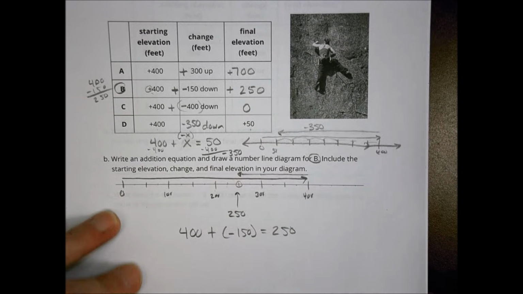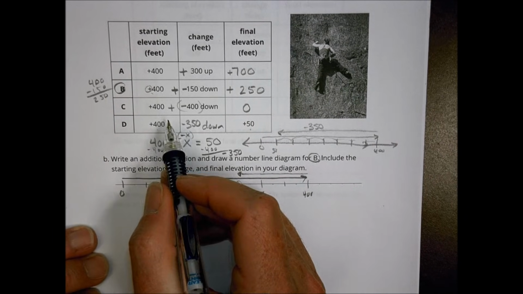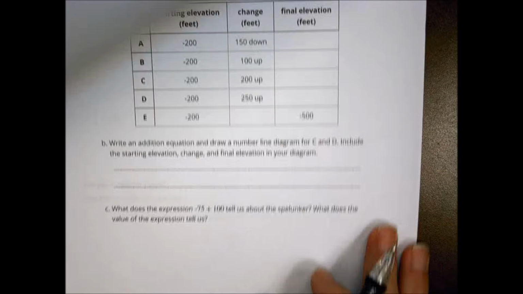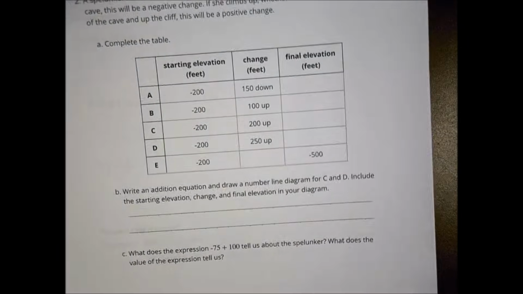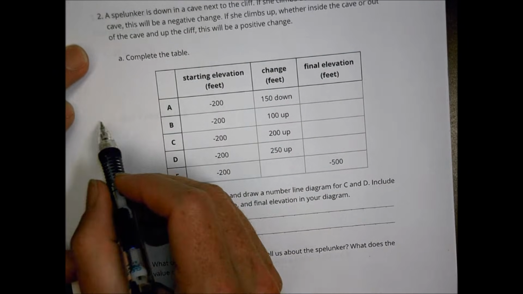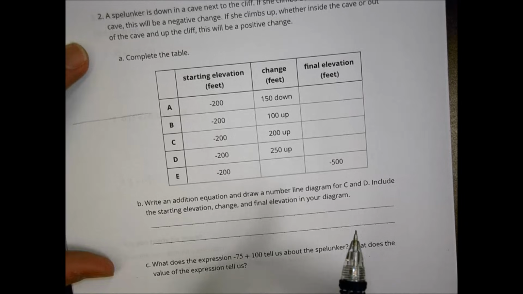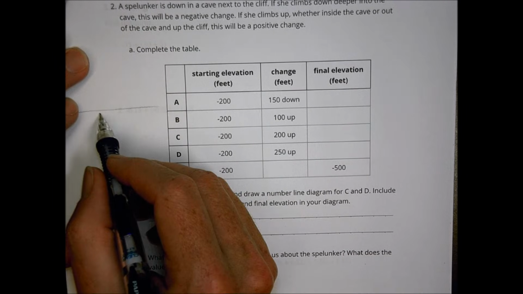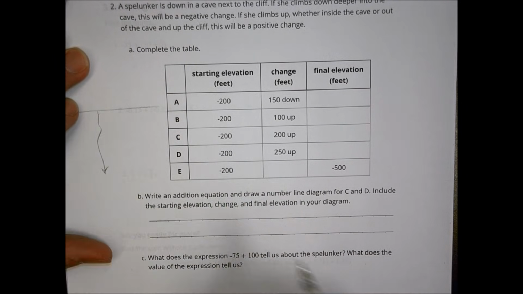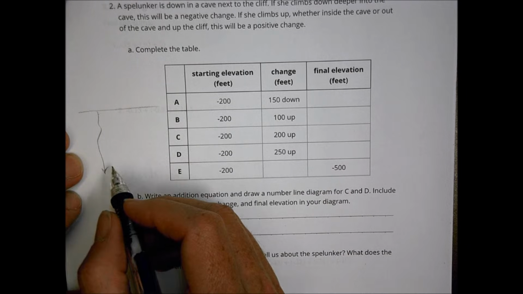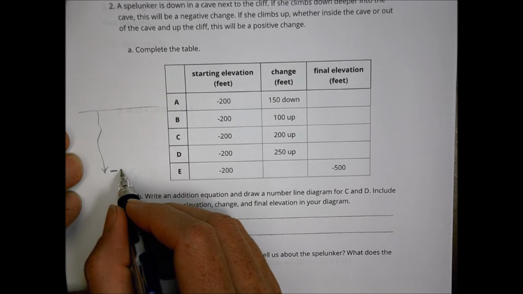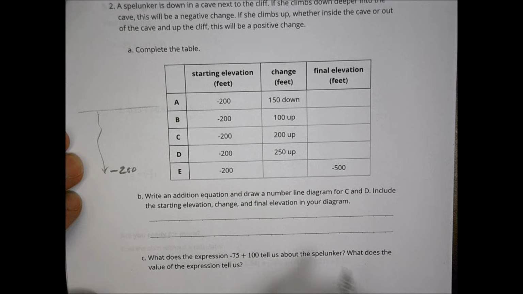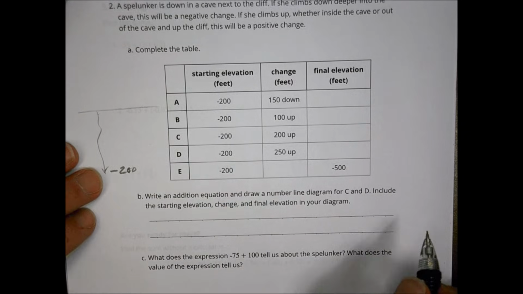Let's look at number 2. This first one was cliffs and going up a cliff, right? The next one, though, is going into a cave, a spelunker, which means we're going down. We're going to be down inside a cave. So think about ground level here. We're going down this way. This spelunker has a starting elevation of negative 200, like we're down here in the cave below ground, negative 200 feet below ground.